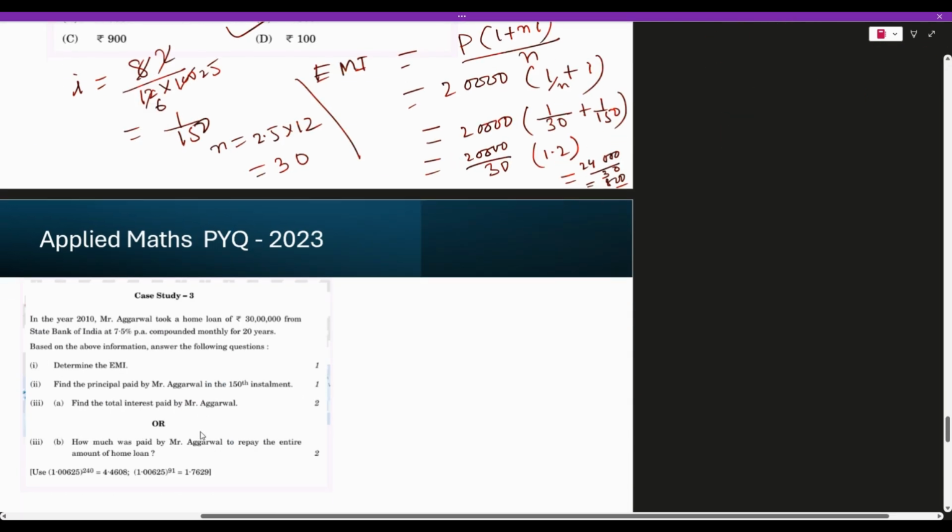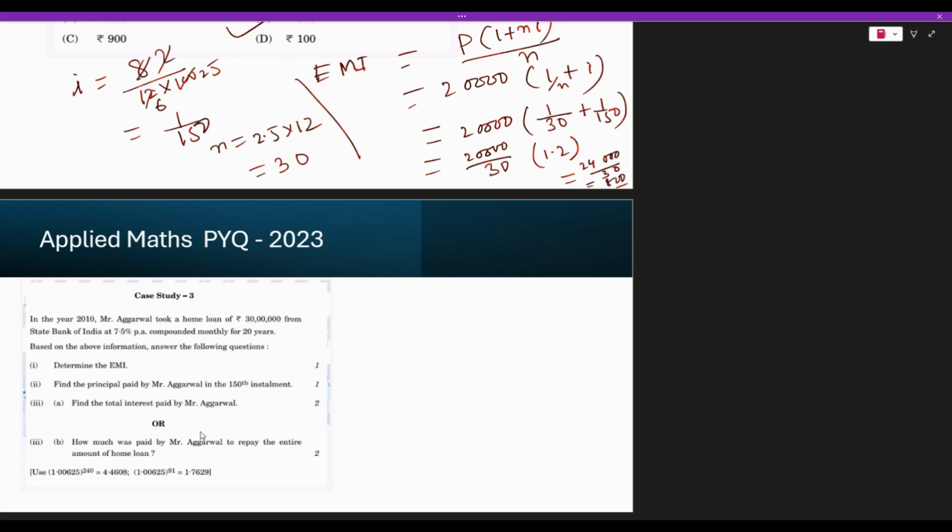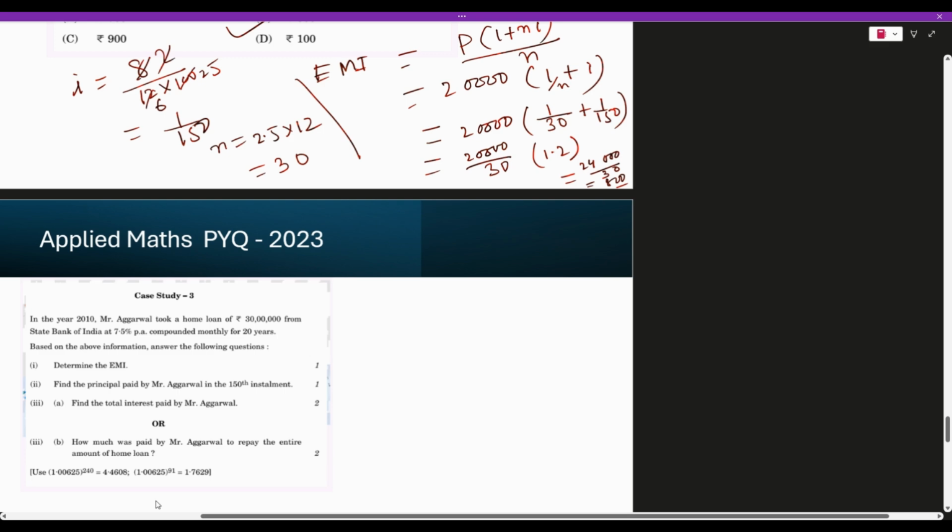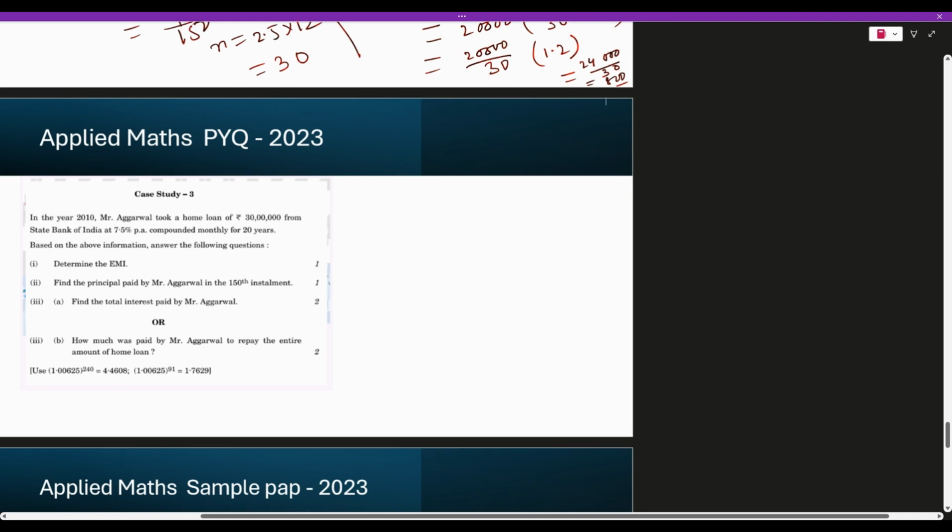2023 paper you go through. See, amortization of loan concept is given in 2023 only. You cannot deny the fact. You cannot say that I don't have to study amortization of loan. Simple. This is just reducing balance method.